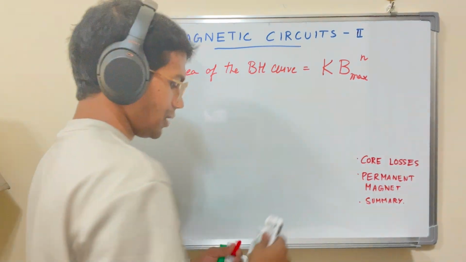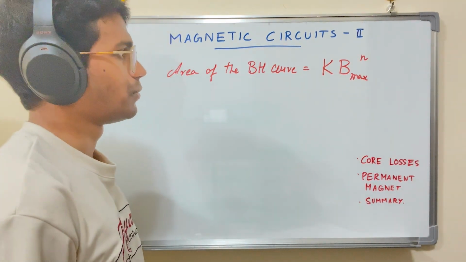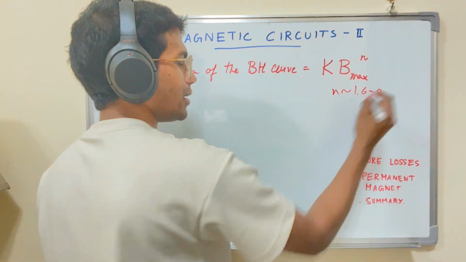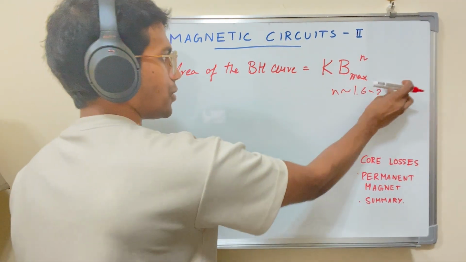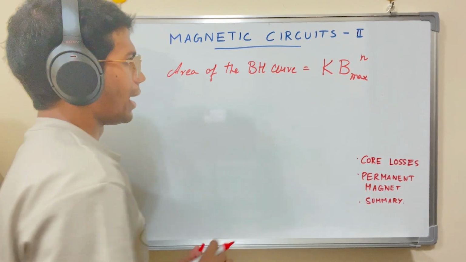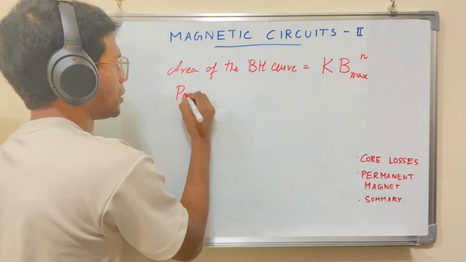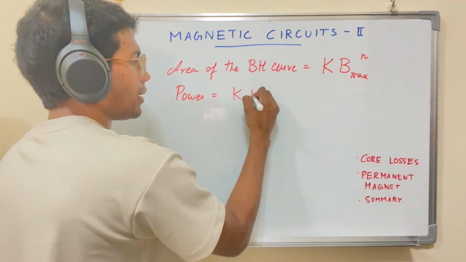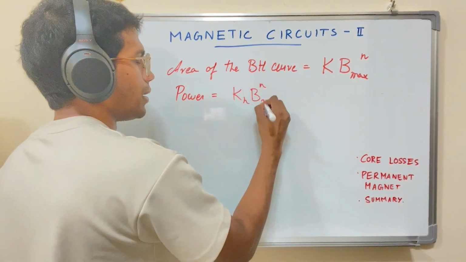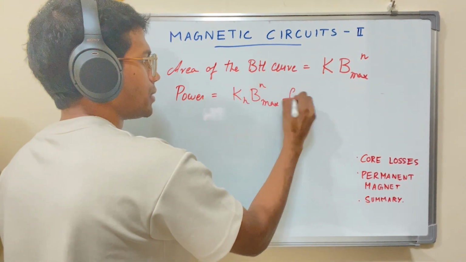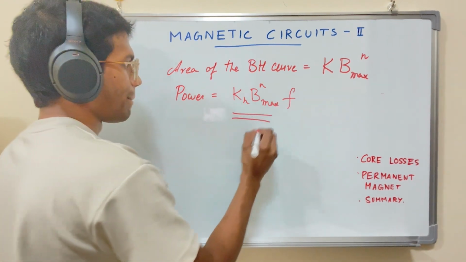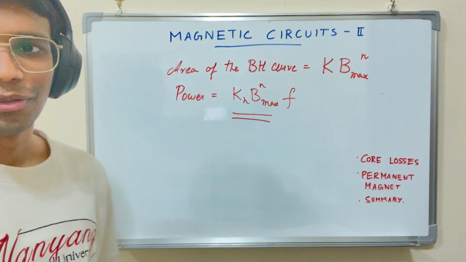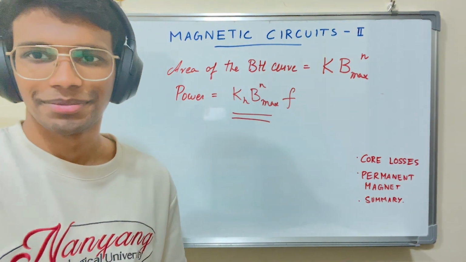N is actually called the Steinmetz exponent. It is around the range of 1.6 to 2, but it's just an approximate. It varies for different materials. And the power that's lost due to hysteresis is just the area times the frequency. That's the equation for power that we found out using experimental means.